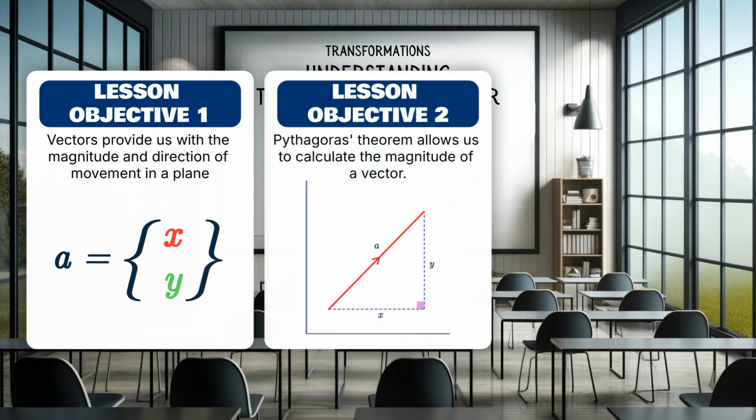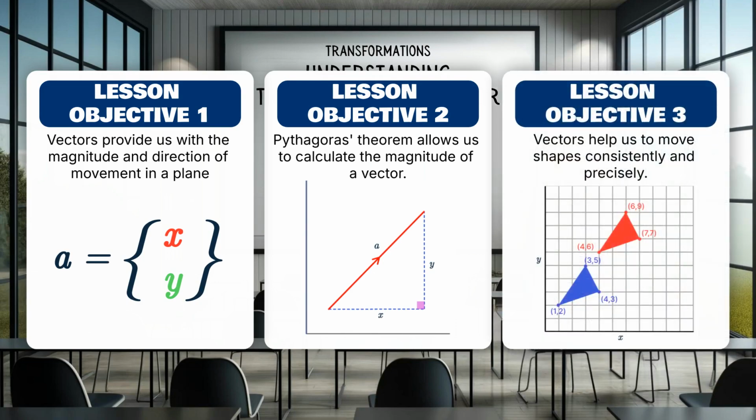Next, we discussed how to find the magnitude of a vector, which tells us the total distance of the movement regardless of direction. This involved using the Pythagorean theorem to calculate the length of the vector. We also visualized vectors on a coordinate grid to see how they represent movements from one point to another. Finally, we applied our understanding of vectors to translate shapes. By using vectors, we can move every point of a shape consistently, allowing for precise transformations. This was demonstrated through examples where we translated the vertices of a shape using a given vector.